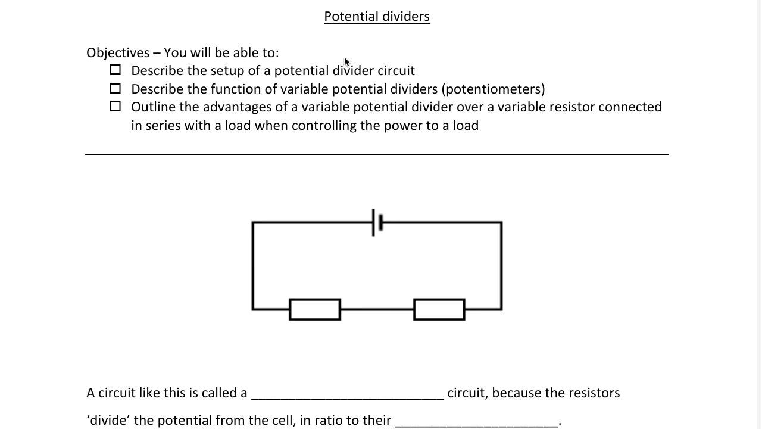This lesson's about potential dividers, and here are your objectives. So here's a simple series circuit. Let's say that this is a 9-volt cell, and we're going to call that V in. It's the potential difference being supplied to the circuit.